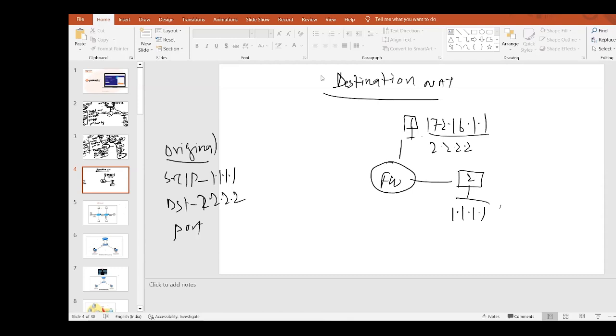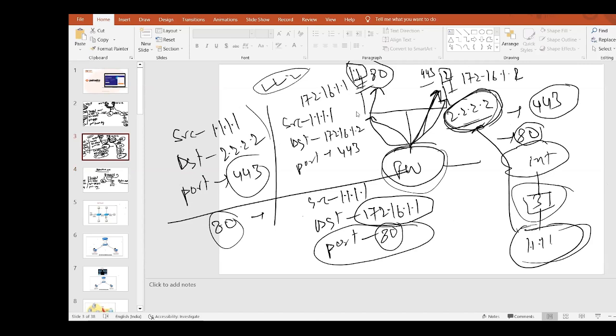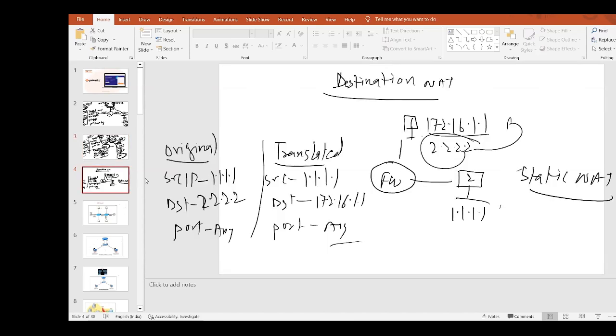Right now I have only one PC here, just as an example. The port number would be anything. Now the translated packet would be what? Guys, just see: the translated packet has source 1.1.1.1, and destination, because this PC is NATed, 172.16.1.1, and whatever port is being accessed. So this is a simple static NAT, right? With the help of one IP, we can achieve this example. So destination NAT, with the help of a static NAT, we can achieve it.